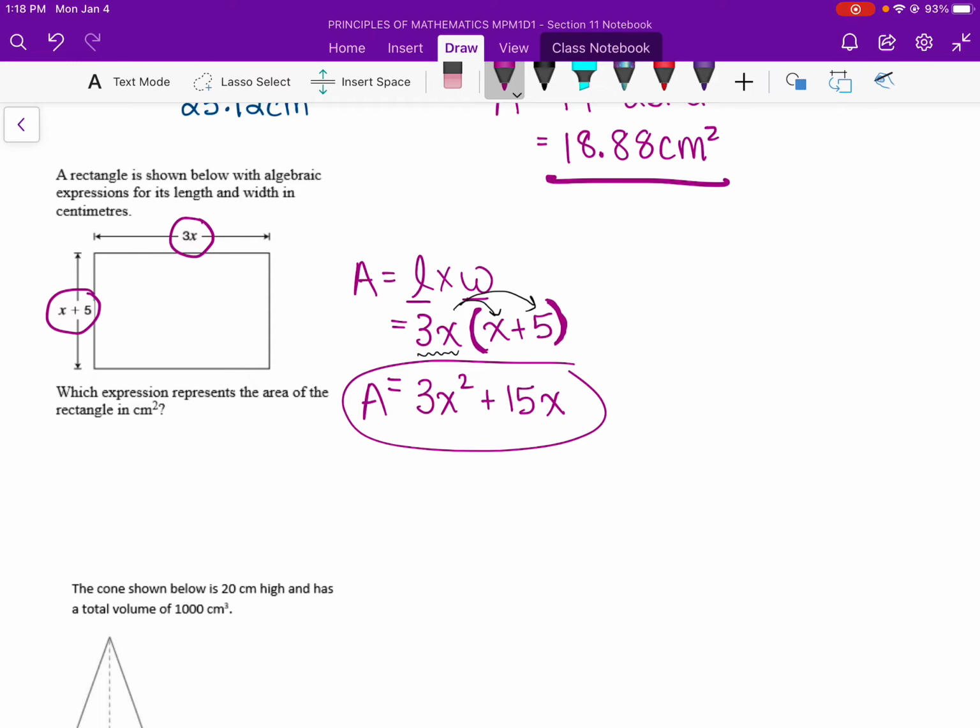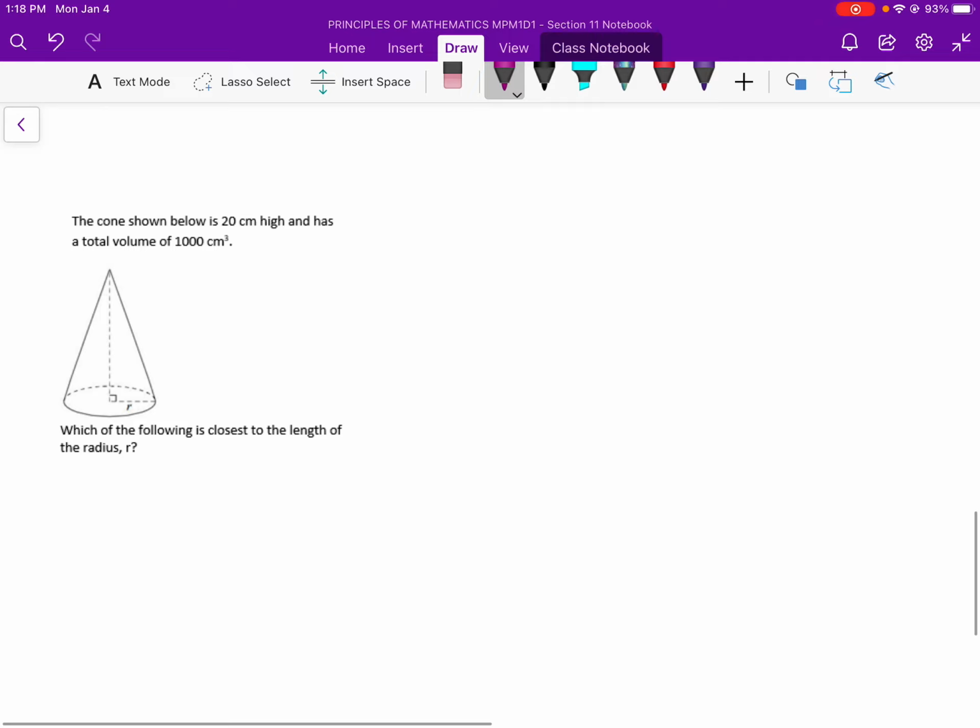Okay. And we have 3 minutes to go. And I just put one more question. This is the one we've done a bunch of times, but it's so weird. It's not so weird. It's just another algebra question, really. If you hadn't noticed, they want to make sure your algebra skills are really good for grade 10 math. So here we have a cone. We know that it's 20 centimeters high. And we know the volume of the cone is 1,000 centimeters cubed, sorry. And we want to know what the radius is.